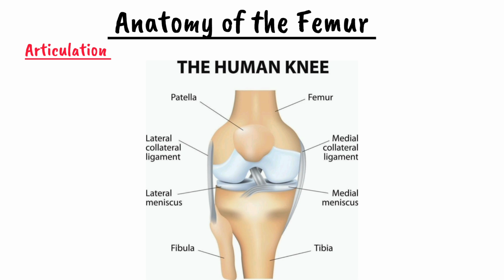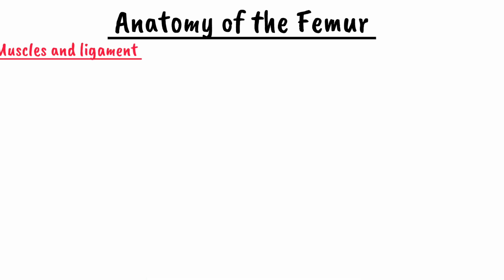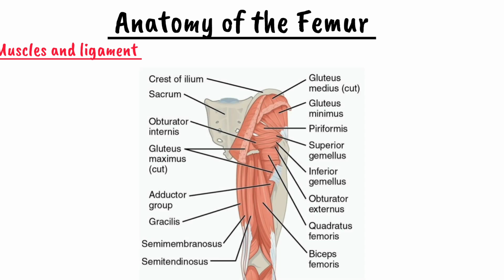Now let's talk about the muscles and the ligaments. A lot of large muscles arise from and insert in various parts of the femur. Some of the muscles include the vastus lateralis muscle, the vastus intermedius muscle, the vastus medialis muscle, the biceps femoris brevis, the popliteus muscle, the gastrocnemius muscles, and the plantaris muscles. Now there are other muscles. You can go and read more on that.